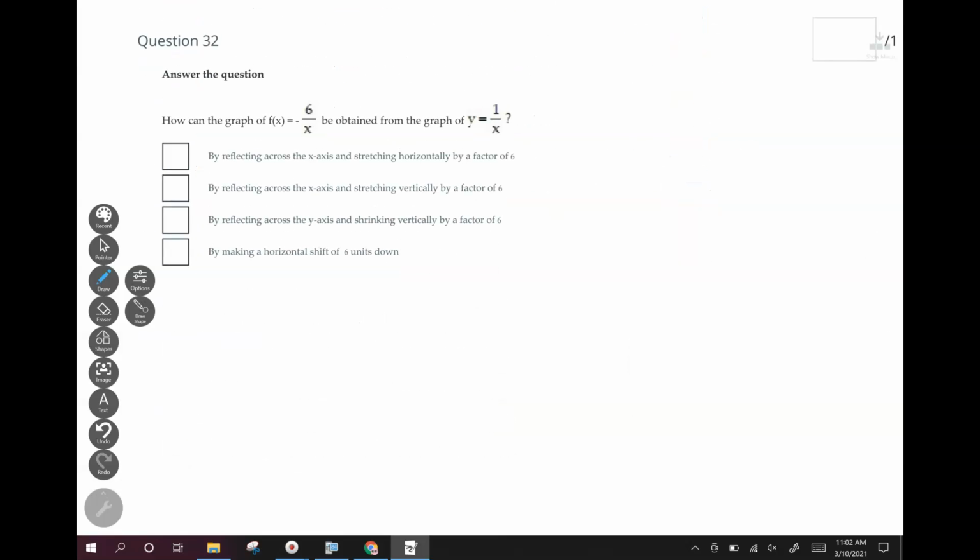Number 32. We've got a negative in front that causes a reflection. It really doesn't matter whether you say across the x-axis or the y-axis, because it will give you the same result. But we do need that reflection, so not that one. The 6 in the numerator is going to cause a vertical stretch by a factor of 6, so that leaves us with B. A number in the numerator is going to cause a vertical stretch.